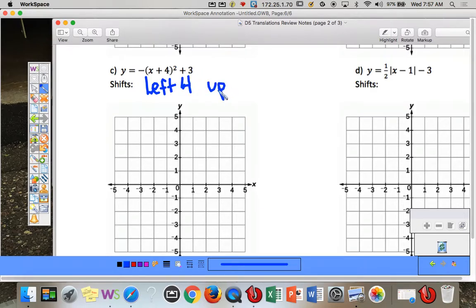+3 means up 3. And the minus means it's upside down. So this is a quadratic, so it's going to be upside down. So left 4, up 3, and it's an upside down parabola. Okay, the next one is right 1, down 3.